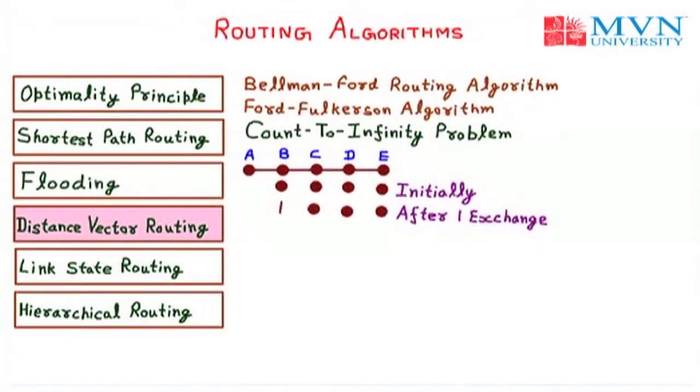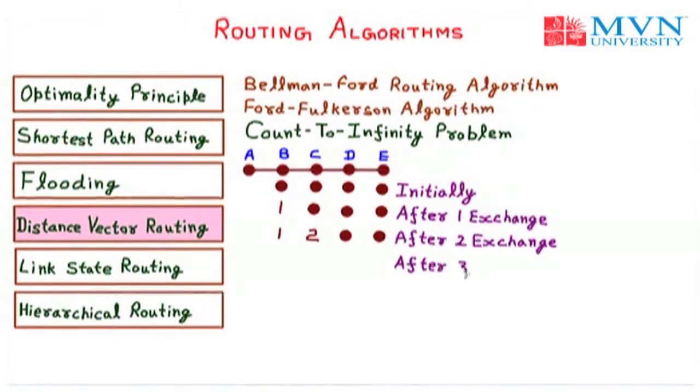Now in the next turn, after 2 exchanges, the data will be passed from B to C. That means before C we have two routers, A and B, so the value of C will be 2 and the rest of the routers, D and E, will be blank. In the next turn, after 3 exchanges, the data packet will pass from C to D, and before D we have 3 routers, that is A, B and C, so the value of D will be 3 and the rest of the routers, that is E, will remain blank.